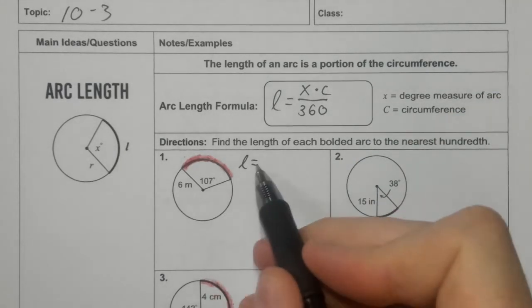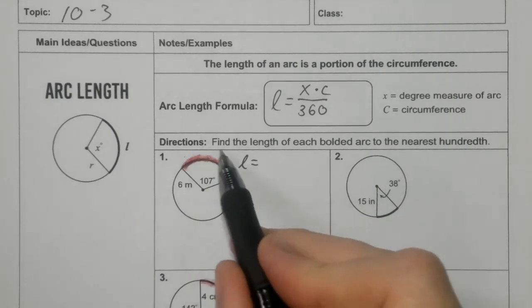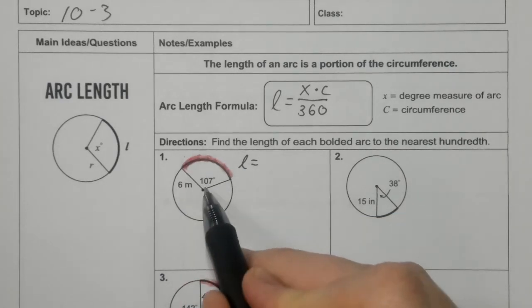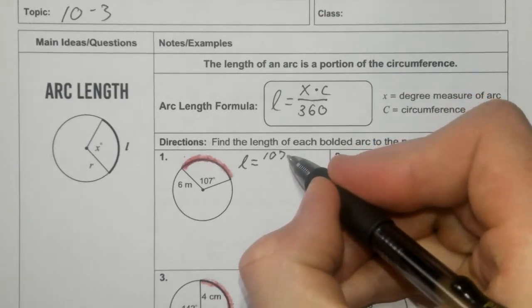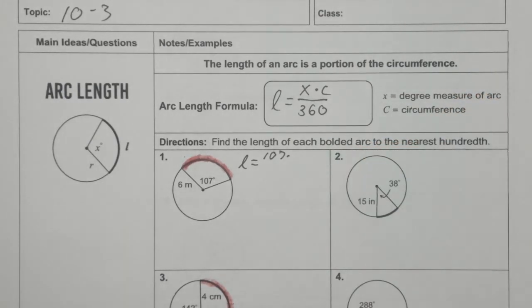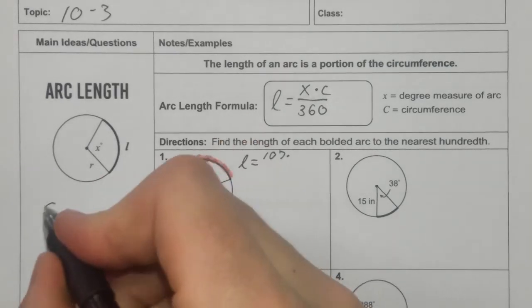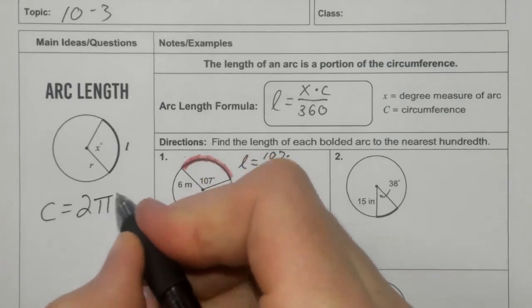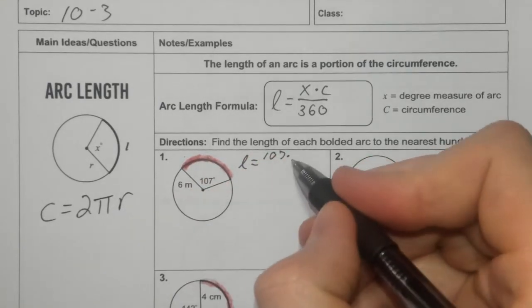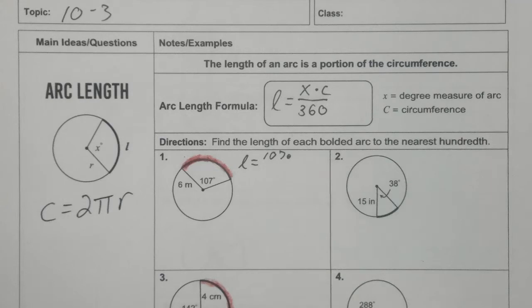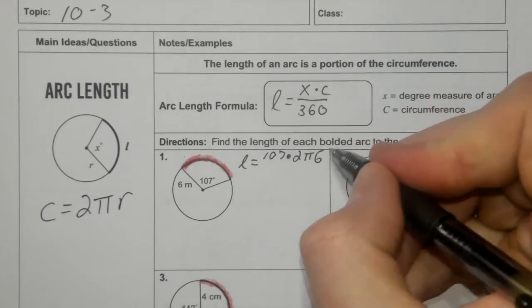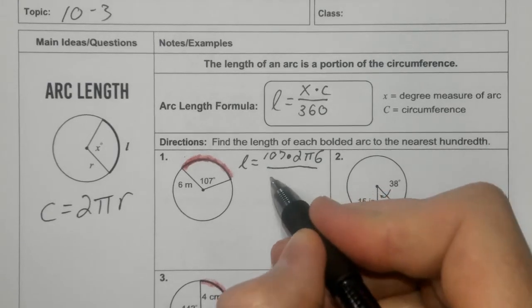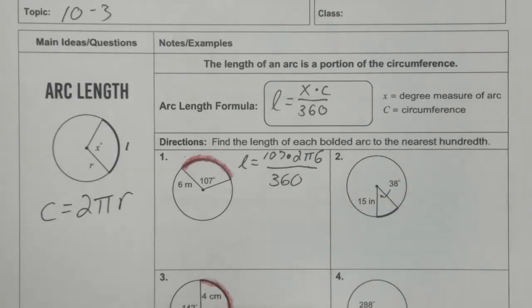So X, the degree measure of the arc, would be 107 because it's equal to the central angle. So 107 times the circumference. Now we're not given the circumference, but we are given the radius, and we remember that circumference is 2 pi r. So instead of times a number for the circumference, I'm going to write times 2 pi 6 because my radius is 6, and then over 360.